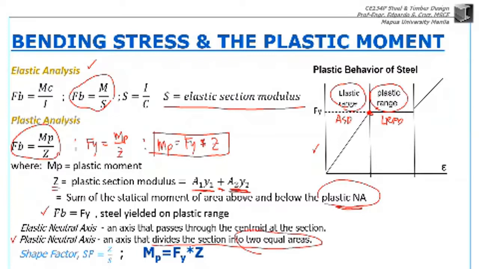Then we have the shape factor, which is equal to the ratio of Z over S. Basically, the shape factor is just the ratio of the plastic property of the section divided by the elastic property of the section.